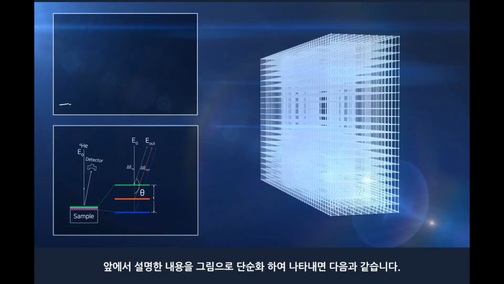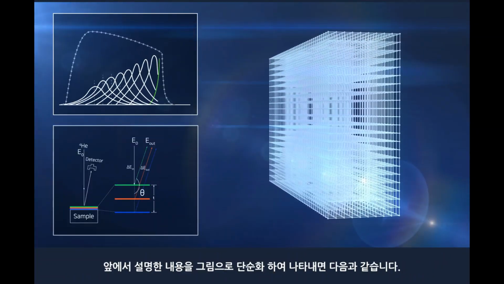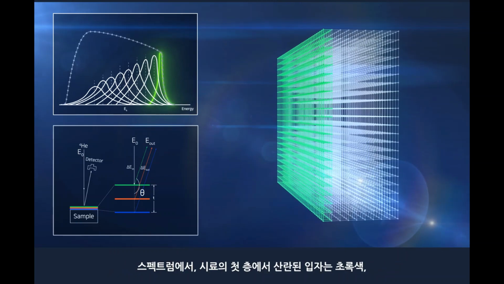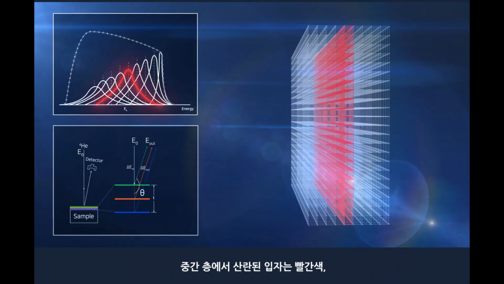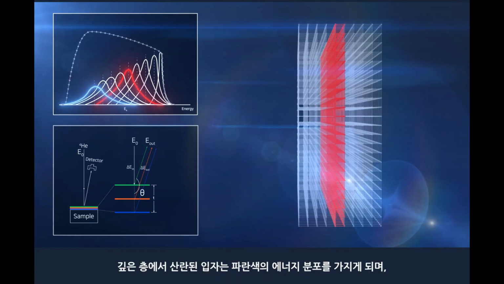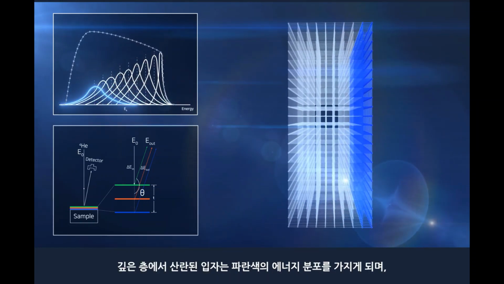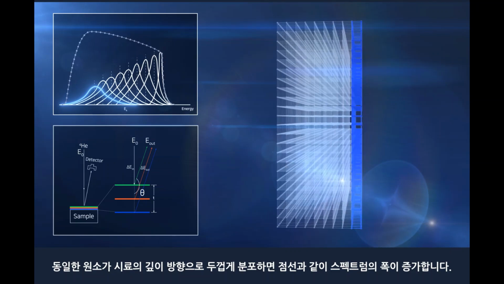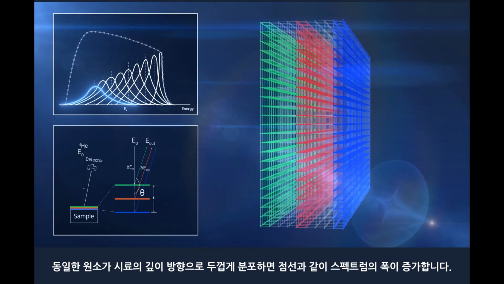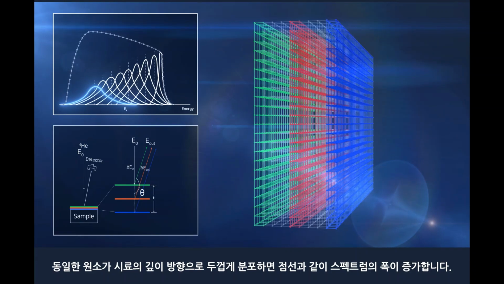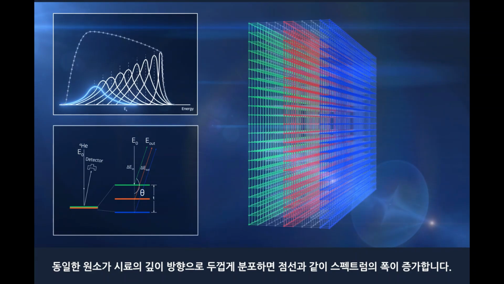The figure simplifies the previous explanation. Particles scattered from the surface layer of the sample are green, those from the middle layer are red, and those from the deep layer are blue. If the same element is thickly distributed in the depth direction of the sample, the width of the spectrum increases, as indicated by the dotted line.